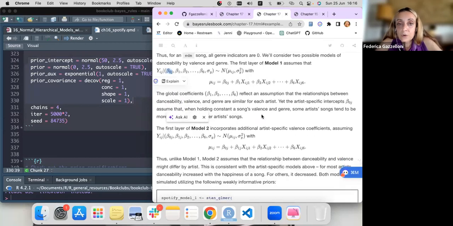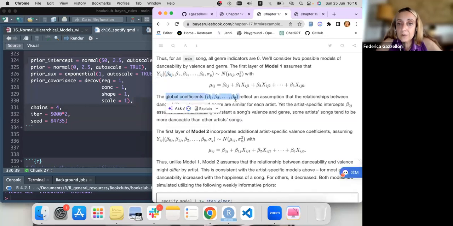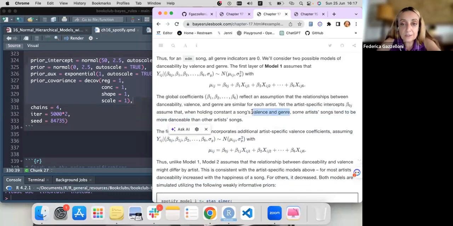And so these are called global coefficients, and they basically reflect the assumption that the relationship between danceability, valence, and gender are similar for each artist. So we take into consideration that they are similar, and yet the artist-specific intercepts, beta zero j, assume that when holding constant a song's valence and gender, some artists' songs tend to be more danceable than other artists' songs. Okay, so these two predictors are effectively influencing the response variable.